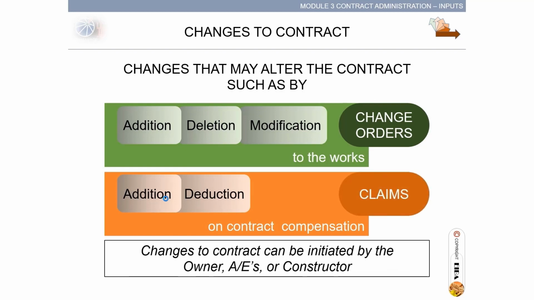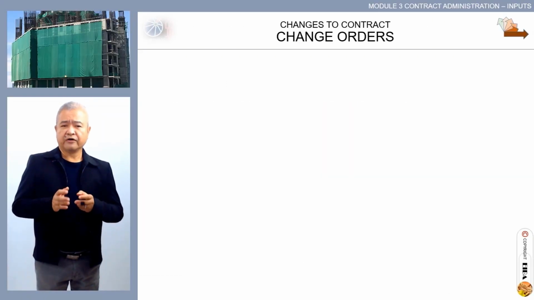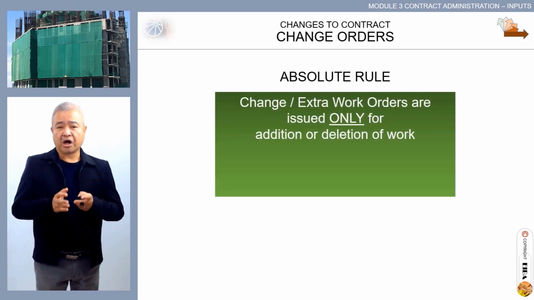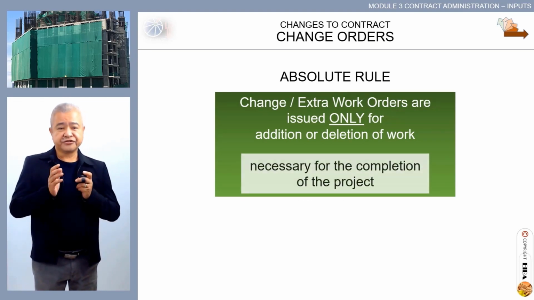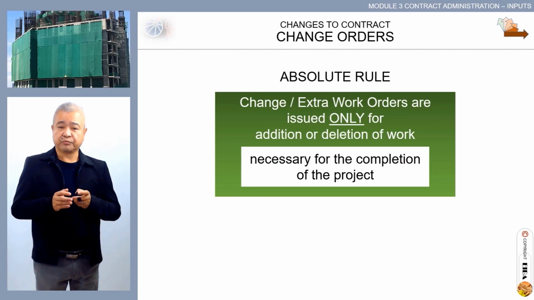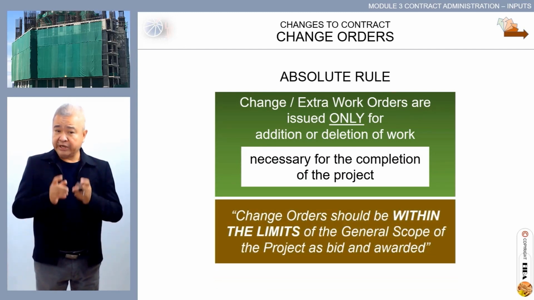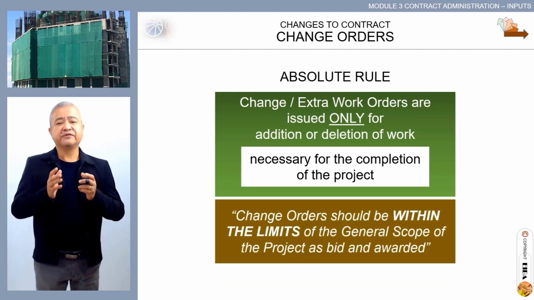Changes to contract can be initiated by the owner, architects, engineers, or constructor. Change orders, one of the changes to contract. The absolute rule regarding change orders: extra work orders are issued only for addition or deletion of work necessary for the completion of the project. Change orders should be within the limits of the general scope of the project as bid and awarded.